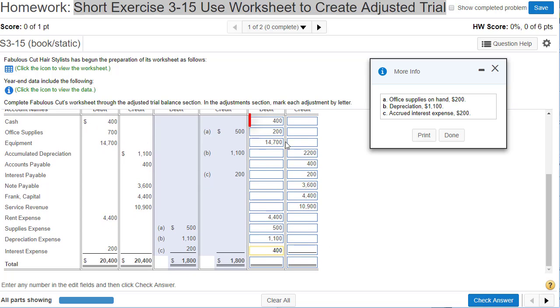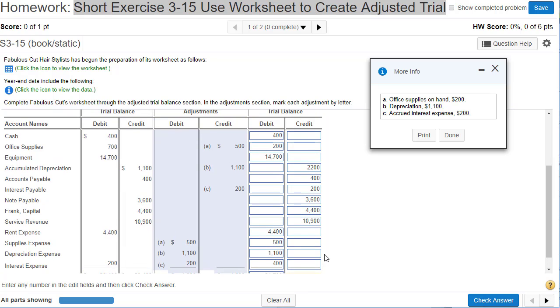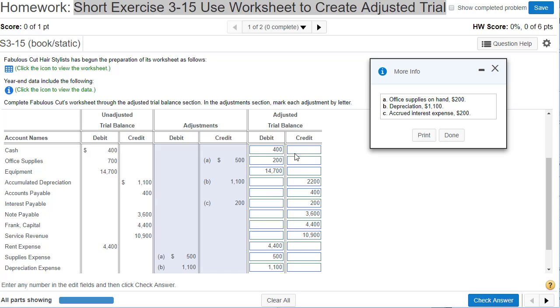Now we can add these up. So adding up our debits, we should get $21,700. Adding up our credits, we should also get $21,700. So when you're doing the work, if these debits do not equal credits, the most likely cause is you put one of these accounts on the wrong side. The second most likely reason that debits do not equal credits is you've done the math wrong.